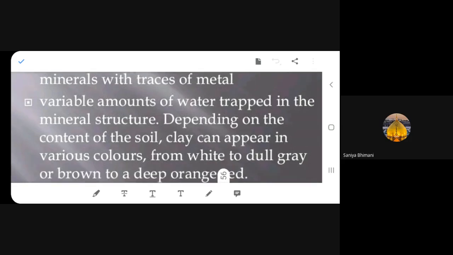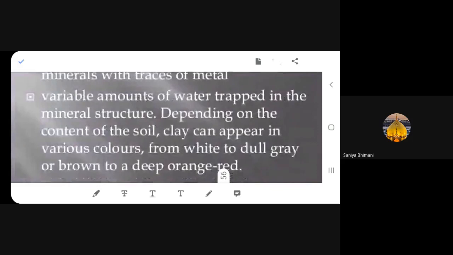Now, depending on the content of the soil, maybe the metal which is present in the soil, the clay can have different colors. They could be white and they could be gray. The gray is like elephant color. Remember that. Or it could be brown colored soil or deep orange red. If it is orange red, that shows that the soil is very rich in iron. Remember that.